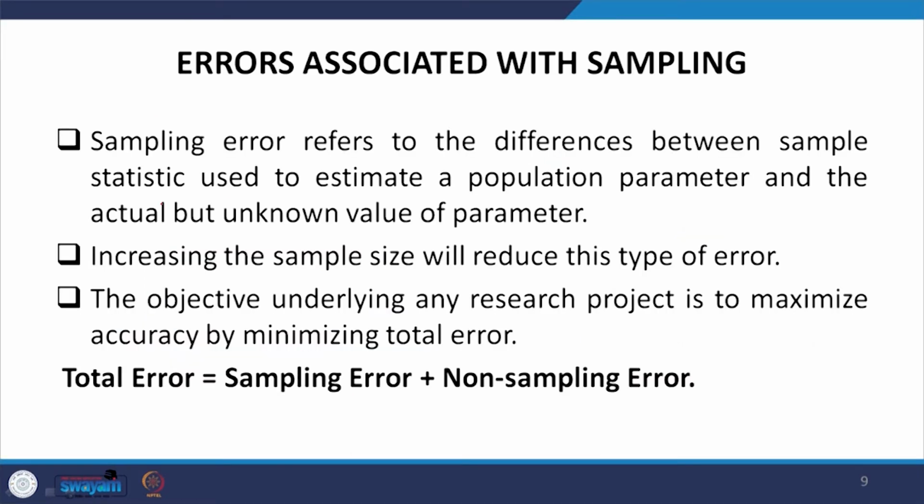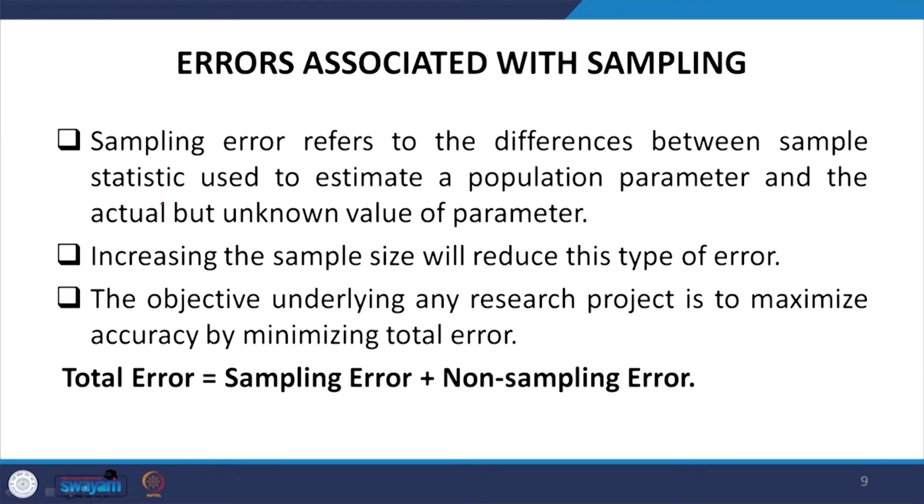What about errors associated with sampling? What do you mean by sampling error? Sampling error refers to the difference between sample statistics used to estimate a population parameter and the actual but unknown value of the parameter, as I already discussed. So, sampling error basically measures the gap between sample statistics and population parameters. Increasing the sample size will reduce this type of error.